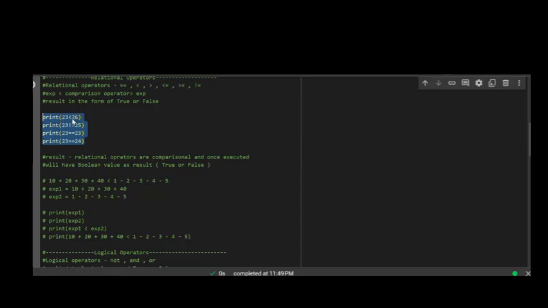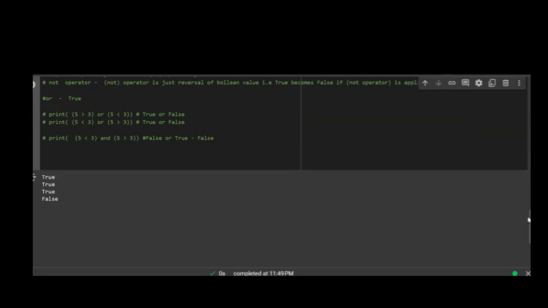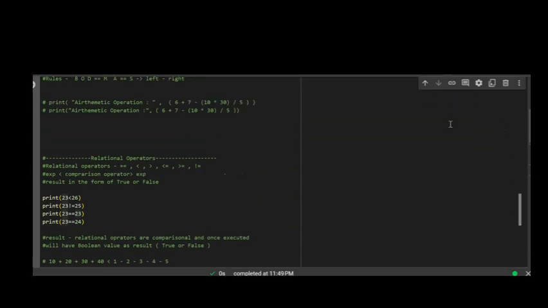this should be true, it is less. Second should be not equal to 25, this is true. Third would be true, and the last one should be false, I think. See, true, and the last one is false. So we know these conditions, right? So this could be easily done.